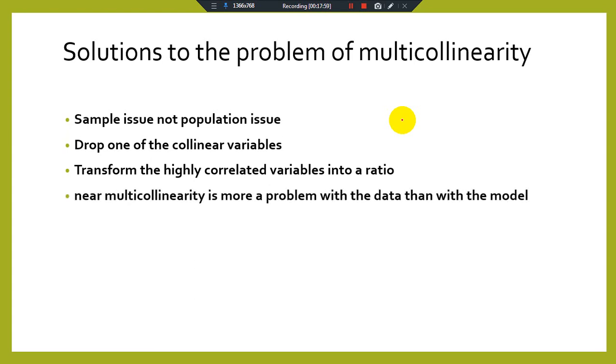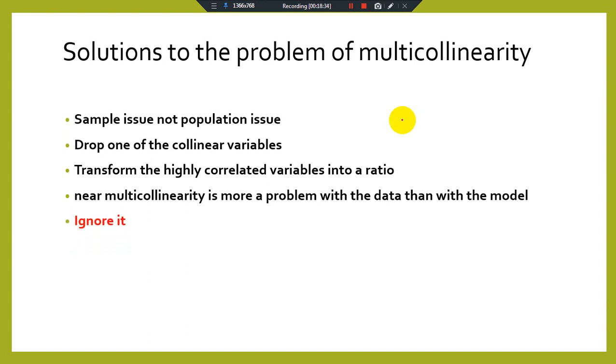Okay, near multicollinearity is a problem with the data rather than the model. Normally, when we increase the number of observations for our model, then the multicollinearity issue can be easily resolved. So keep in mind that while increasing the number of observations, near or imperfect multicollinearity is automatically removed.